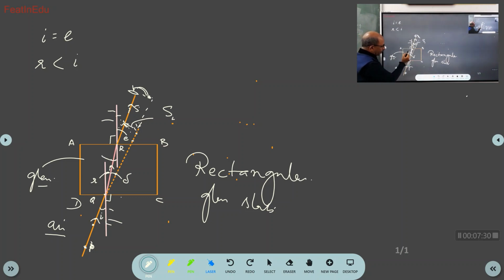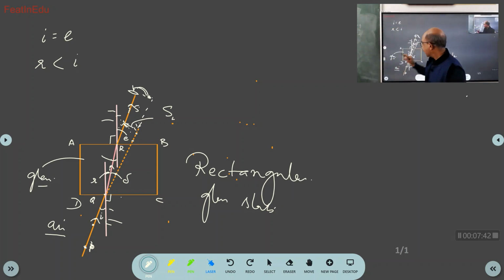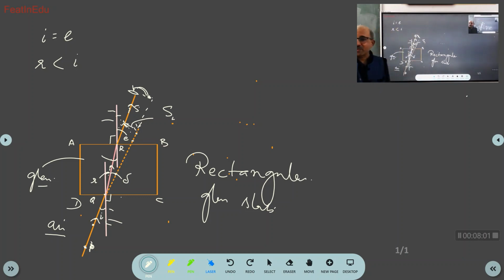What is this angle? Now I will ask you a question. You have measured this angle and this angle. If you measure, what will be this angle? It should be equal to the angle of refraction. That is a quick answer, and that is correct.